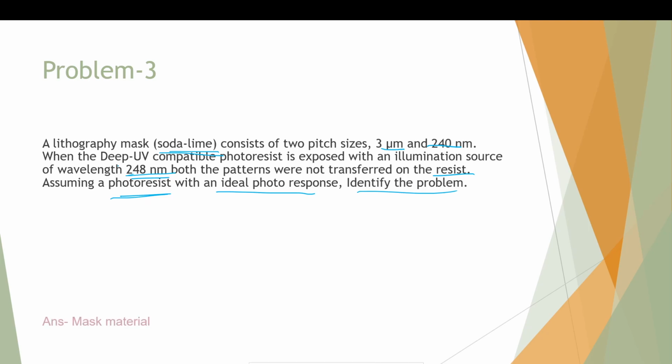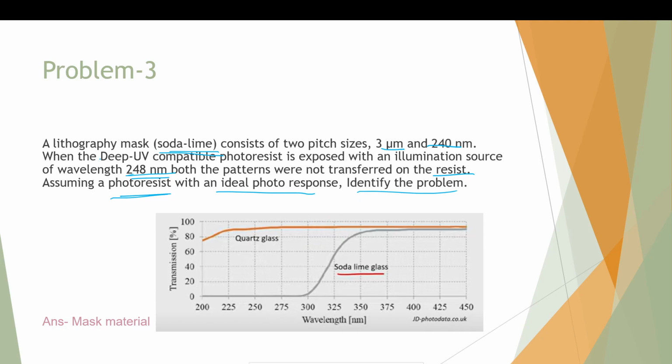So it turns out that that is actually the problem. The soda lime becomes transparent only after some 325 nanometer wavelength, and they are writing it at 248 nanometers. So that's why they should have used something like a quartz glass. That is the reason they didn't use this, and that's why they are not able to see anything on the photoresist.